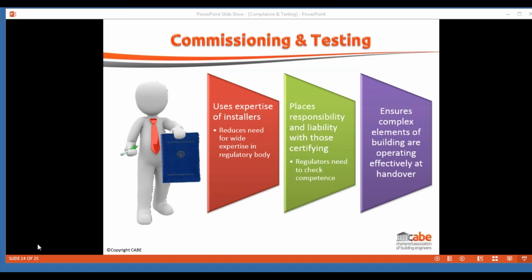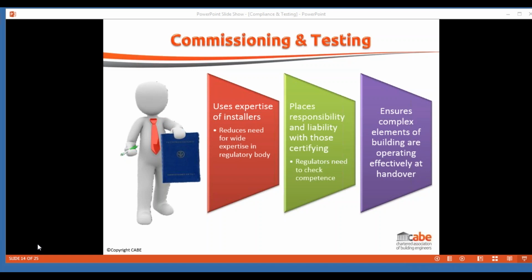If somebody's on a competent person scheme and certifies something as complying, although they are certifying to say it complies with the regulations, if building control bodies believe that there is a contravention, then it is still perfectly acceptable for them to pursue an enforcement to get things put right. So it does mean that there is this element of accepting a paper trail to show that elements of the building are actually performing properly.